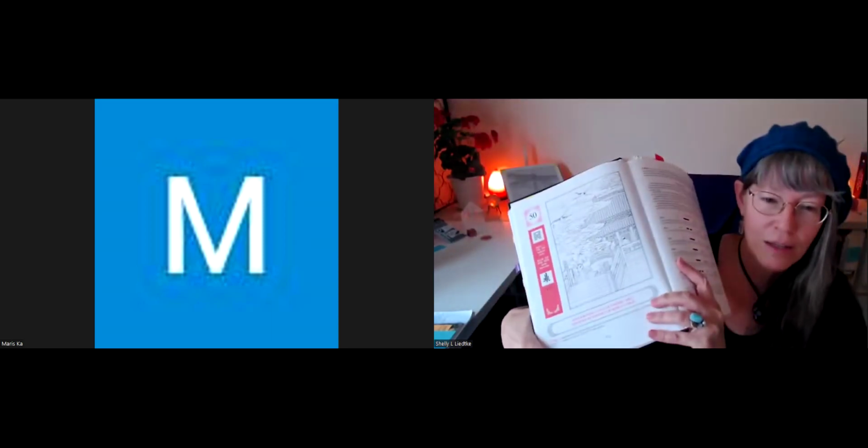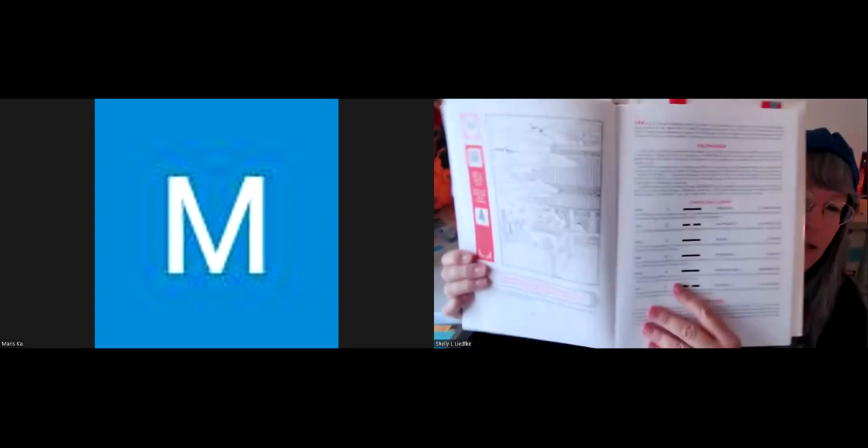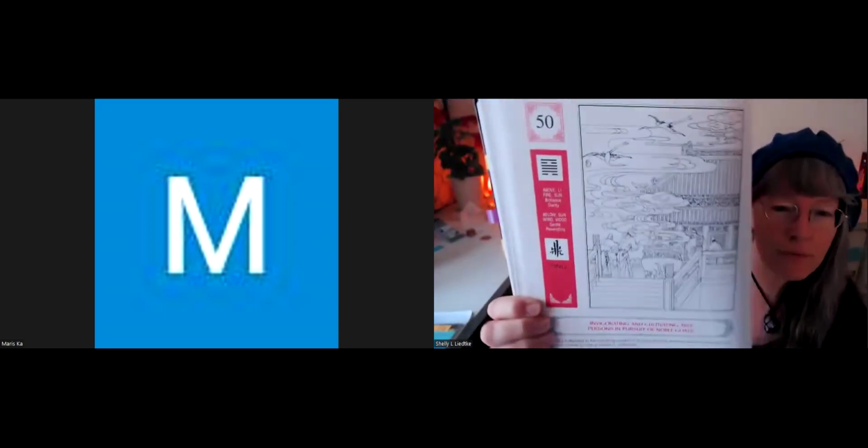Let me see if I can get this. I need to glue my book together so it's not falling apart. Okay, here we go.